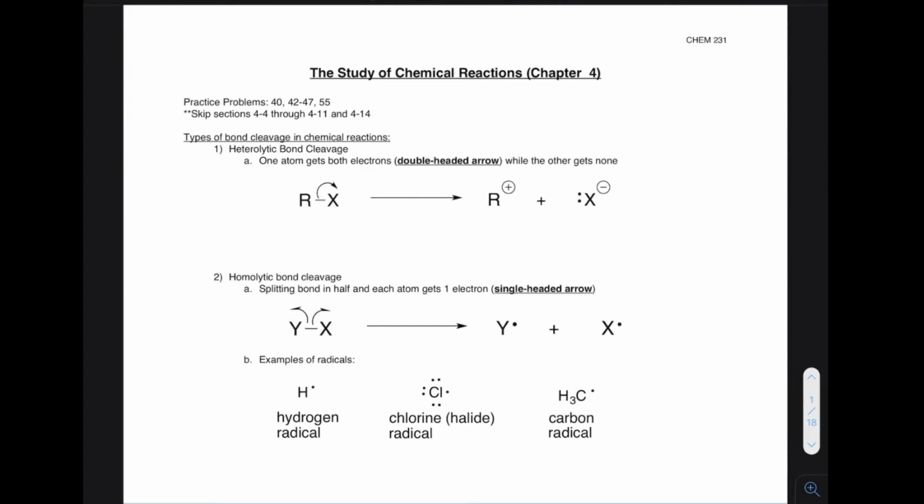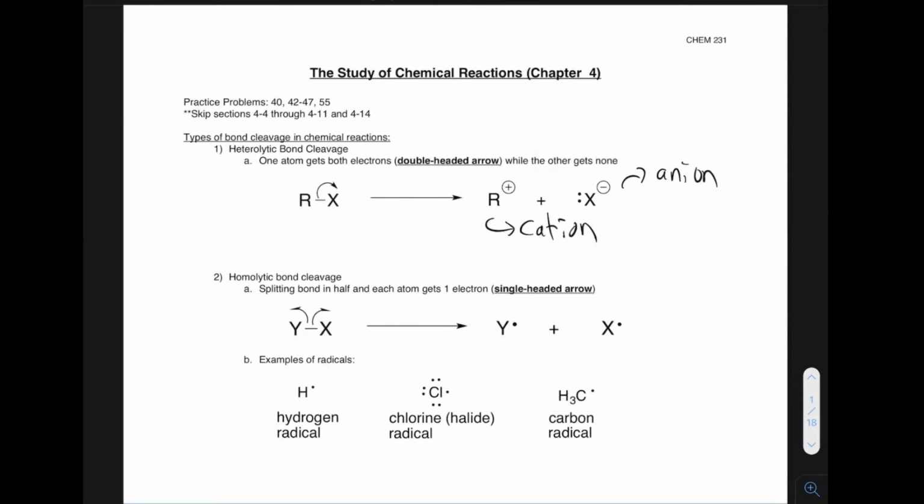So, thinking about chemical reactions, there are two different types we can consider. When looking at bond cleavage, we can think about heterolytic bond cleavage. So when a bond breaks and one atom gets all the electrons and the other atom does not. In this case, we use a double-headed arrow, like we have been doing, to show the transfer of two electrons. And so in this case, we get an anion and a cation.